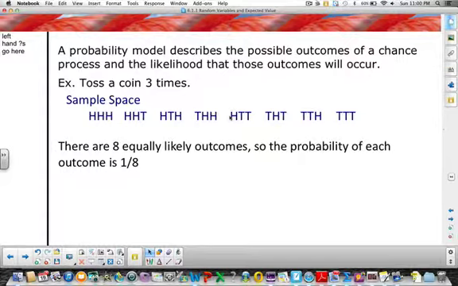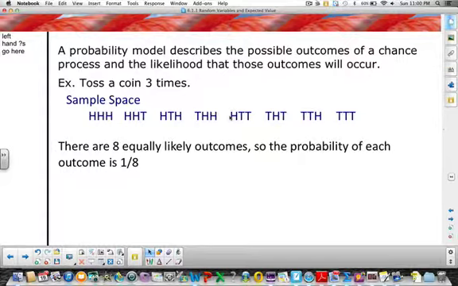So the probability that x is greater than or equal to 1 is 1 minus the opposite of that, the probability that x is less than 1. But if x is strictly less than 1, the only value it could be would be 0. So that's the same as saying 1 minus the probability of x equaling 0. So that's 1 minus 1/8, and just like before, we still get 7/8.